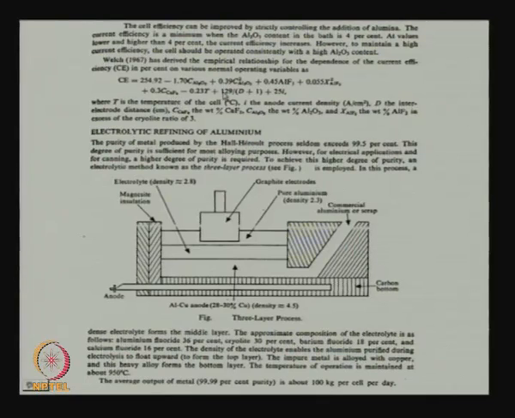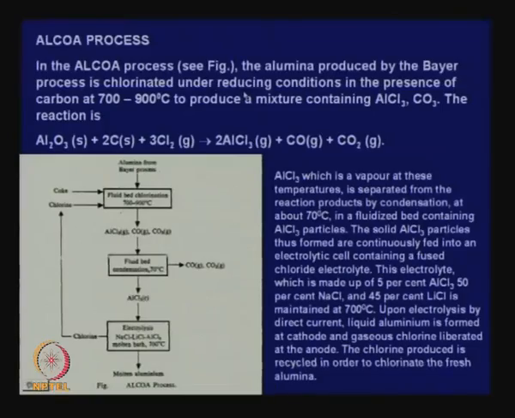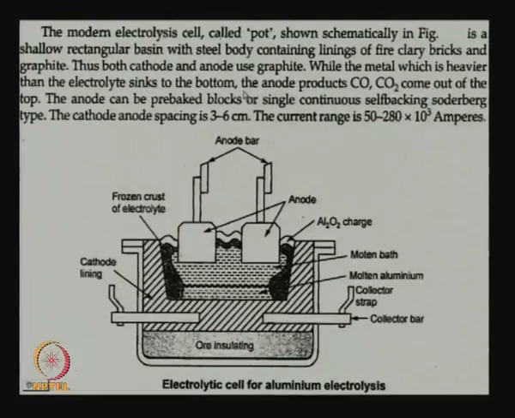And I have referred to this equation once. I will end with this, that many experiments have shown that current efficiency depends on alumina content, depends on AlF3 content, depends on calcium fluoride, goes down with increasing temperature, and depends on, of course, the inter-electrode separation. And earlier you saw the inter-electrode separation is very carefully maintained. You see this here, 3 to 6 centimeter is the inter-electrode separation.